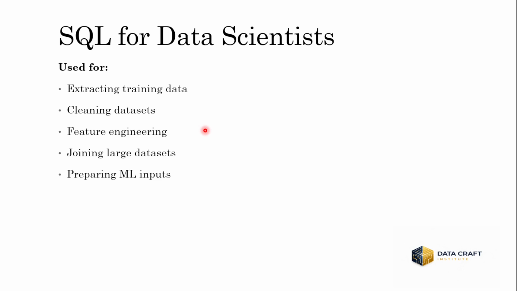and do feature engineering, removing unwanted attributes. For example, to predict your salary, your taste in the sports you like is not a good feature, not a good attribute. We will remove that. Maybe your education or your skills are good features to predict your salary. Those are feature engineering. Then joining large data sets, and preparing data for machine learning inputs.